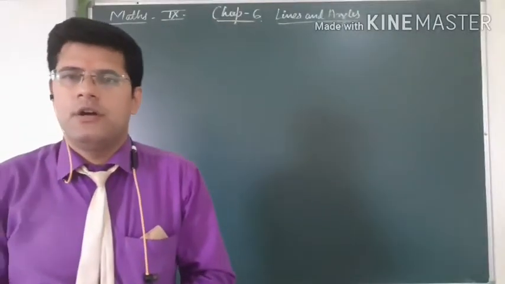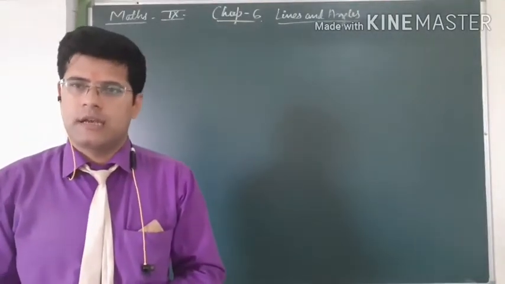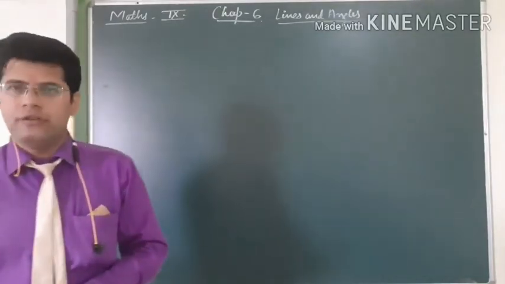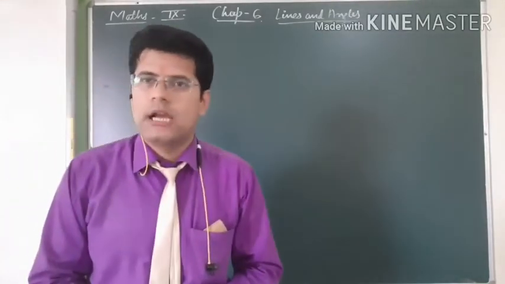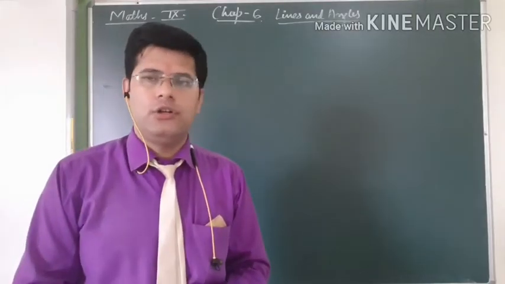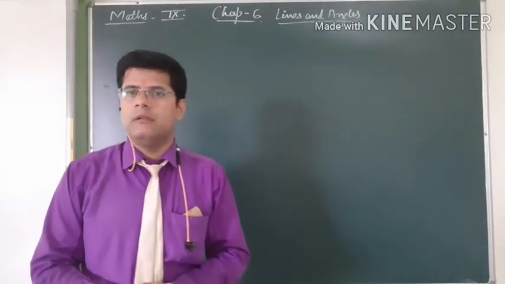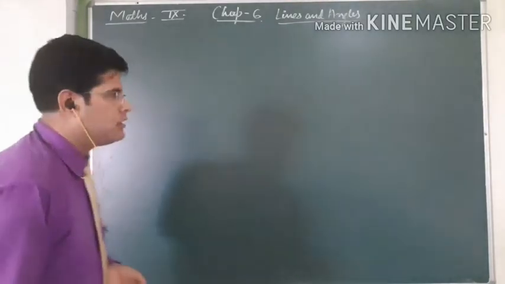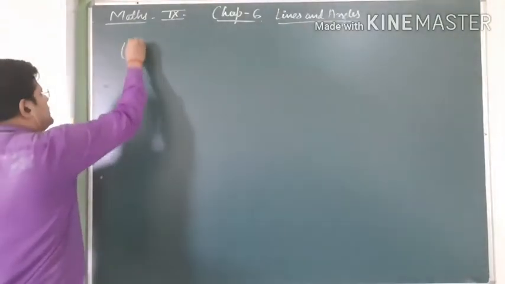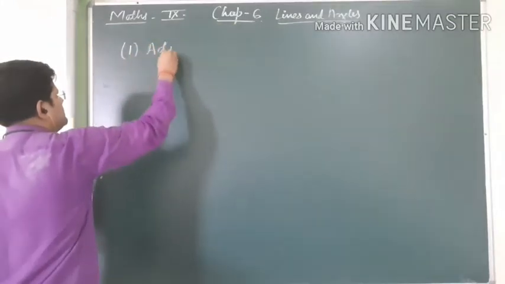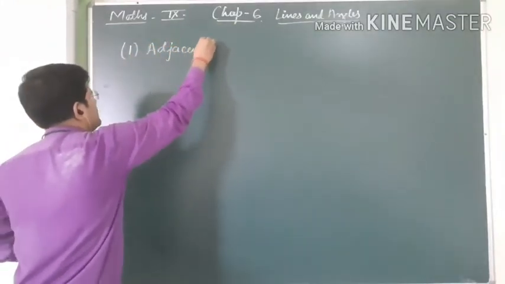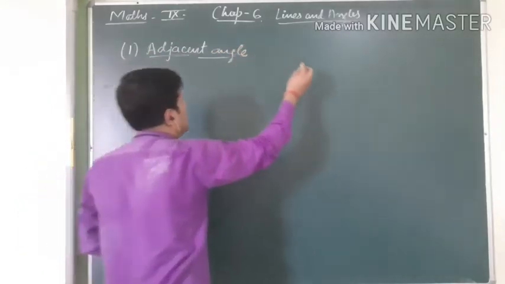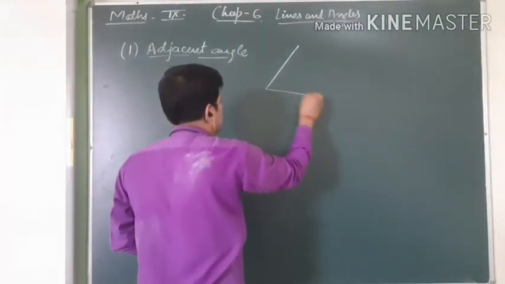Good morning everyone. Today we are going to start chapter 6 in class 9th, and that chapter name is lines and angles. Before starting this chapter and before doing any sum, I want to state some properties which we will use in this chapter. The first property is adjacent angle. What are adjacent angles?